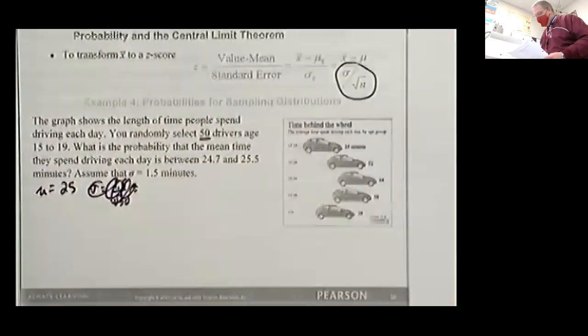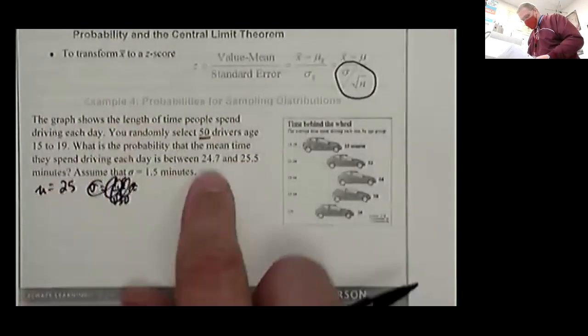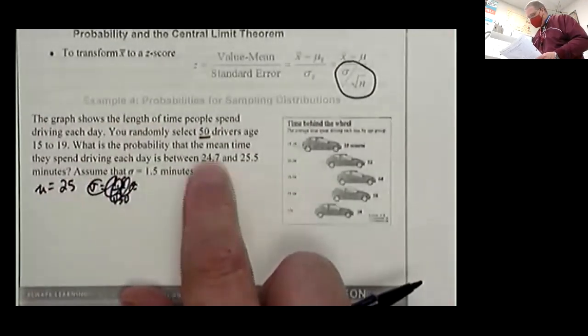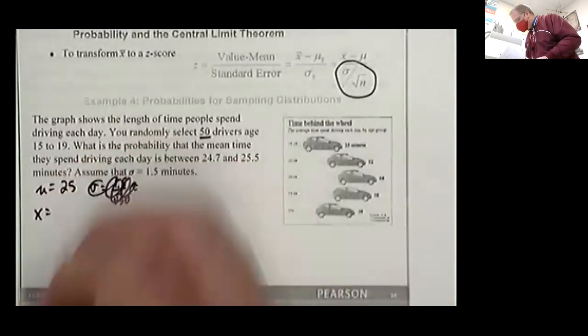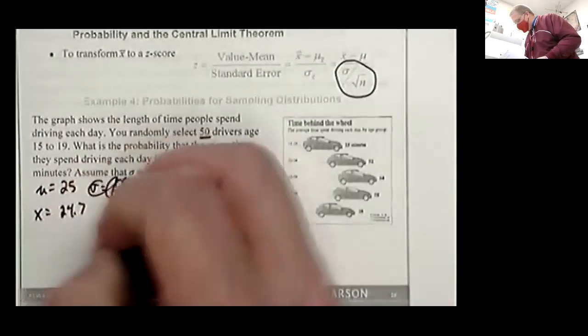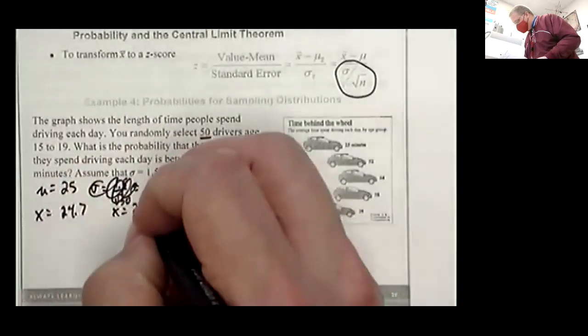I missed that part. We want the x value. We're going to have two x values. We have a 24.7 and a 25.5. So we're going to set x equals 24.7 and x equals 25.5.